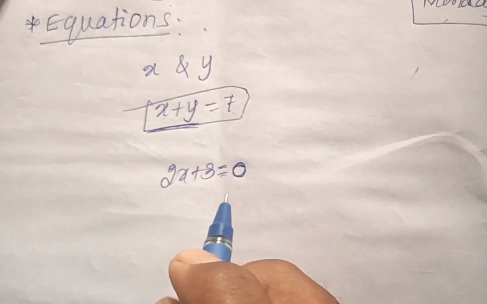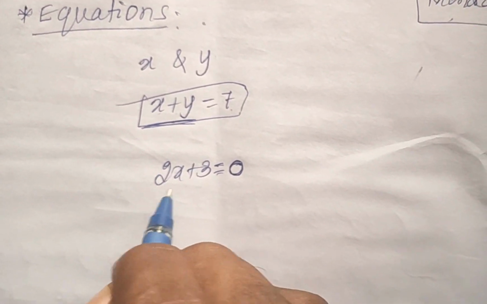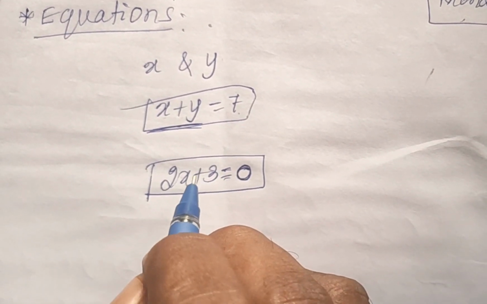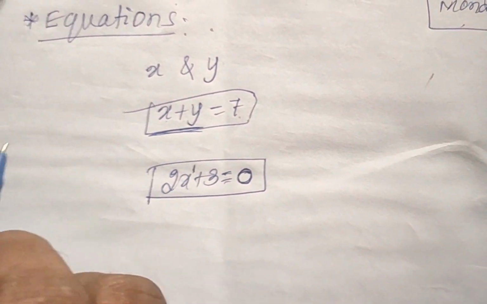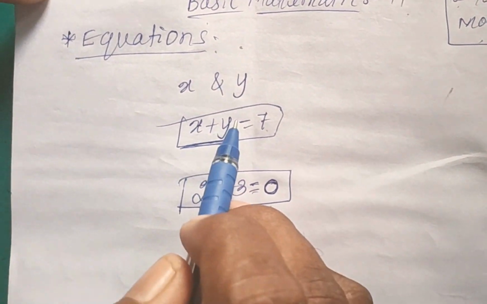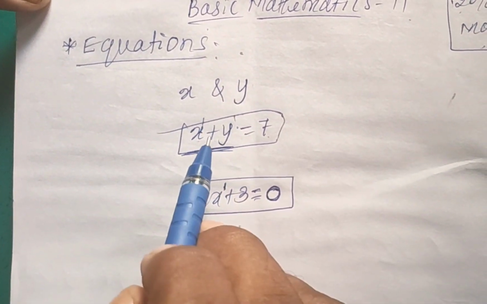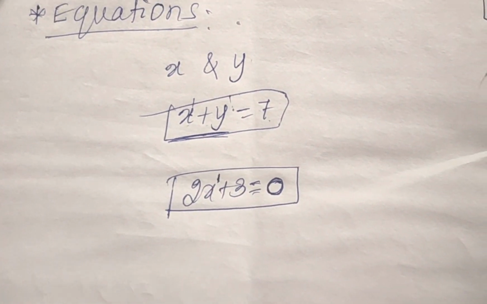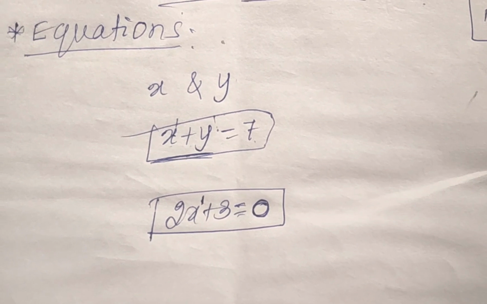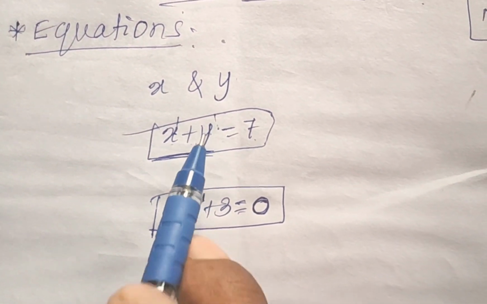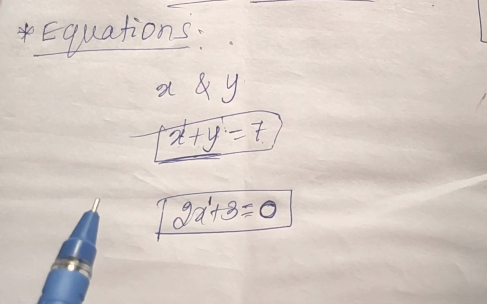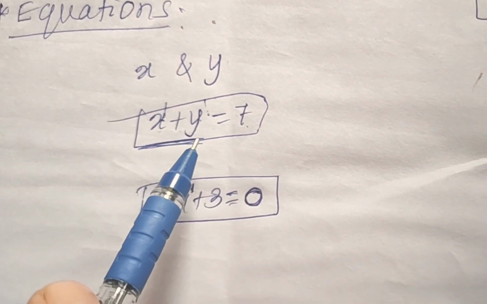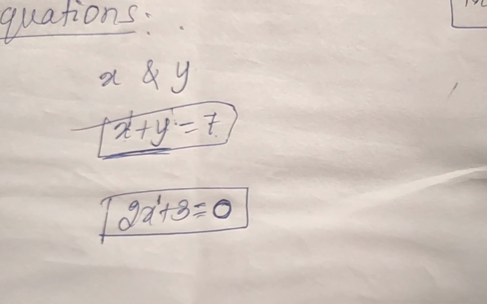Let me take one example here: 2x plus 3 is equal to 0. Here, what is the power of this x? Power is 1. And in x and y here, the power is 1, and here also 1. We know that when the power is 1, it is called linear, because we studied that in algebraic expression. When the power of the variable is 1, the degree is 1, and it is called a linear algebraic expression. In an equation also it is the same. When the power of the equation is 1, it is called a linear equation.